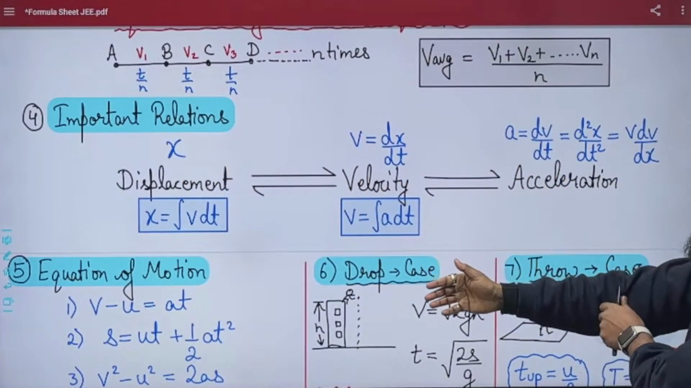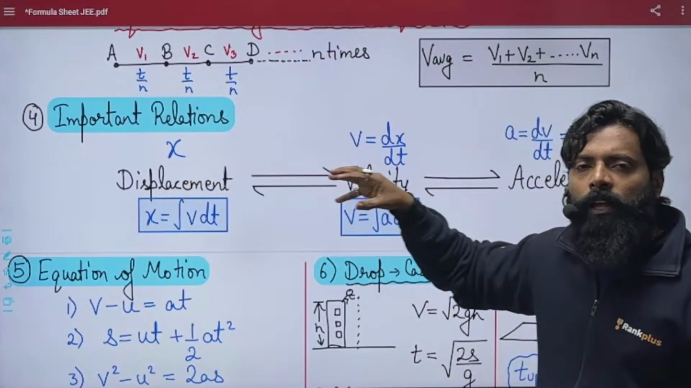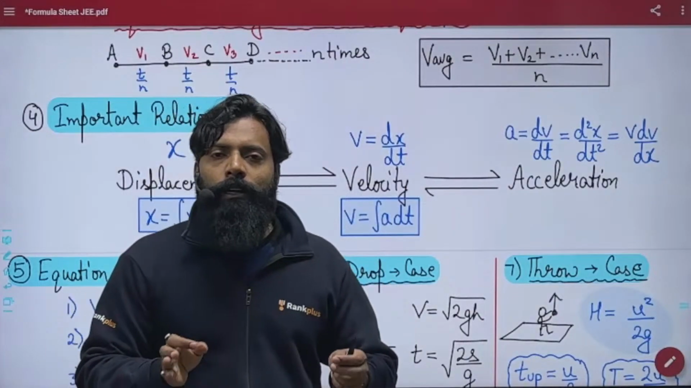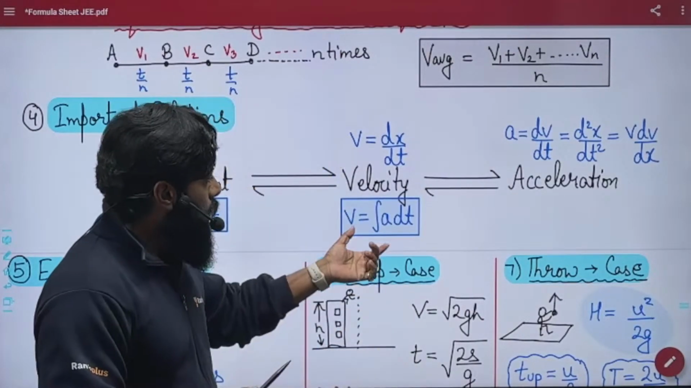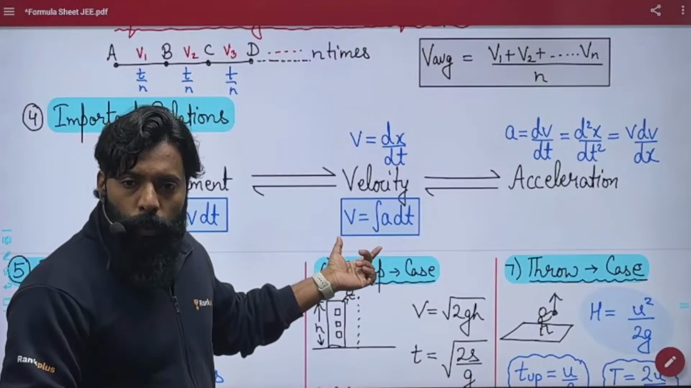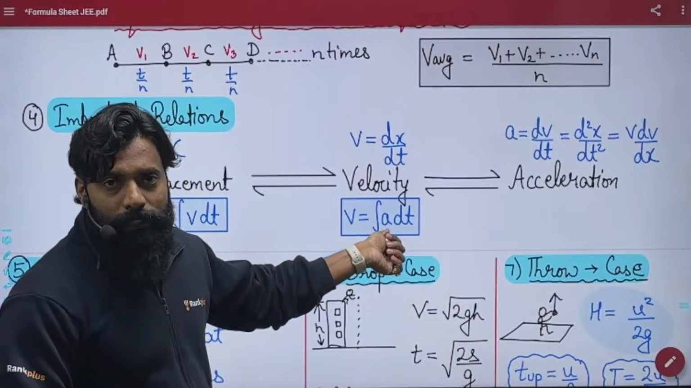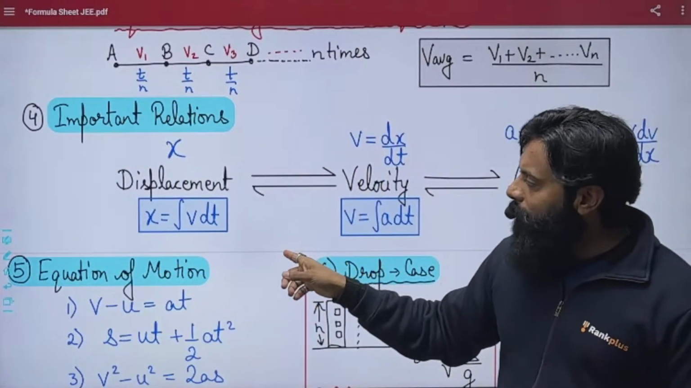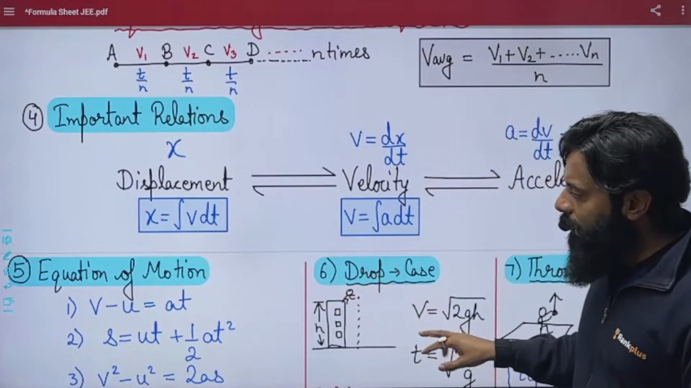But what if I have to move from acceleration to velocity and velocity to displacement? I need to do the integration. And integration also means finding the area under the curve. That means to get the velocity, you can find the area under the acceleration-time curve. And to get the displacement, you have to take the area under the VT graph. So these are very, very important.